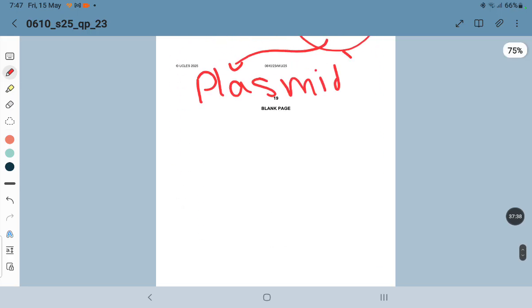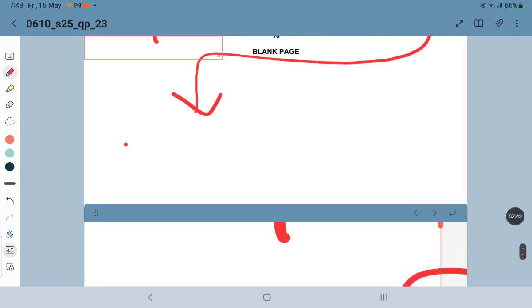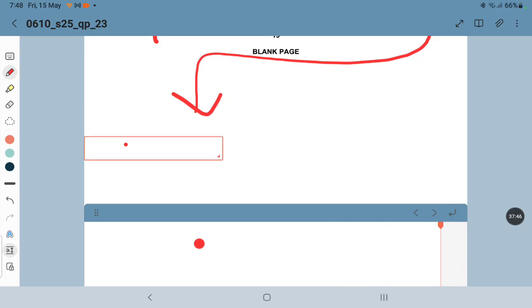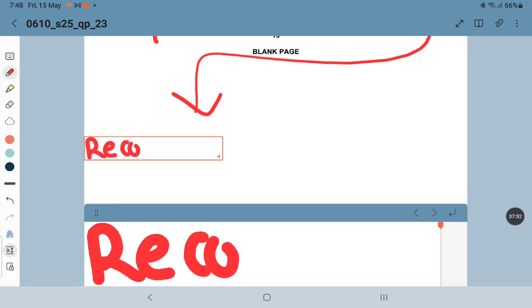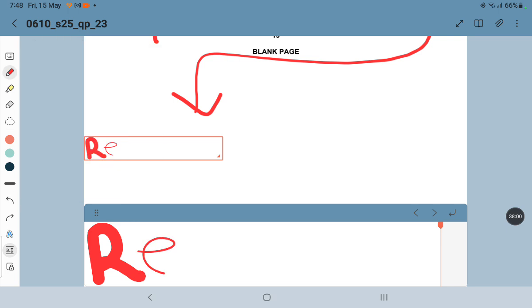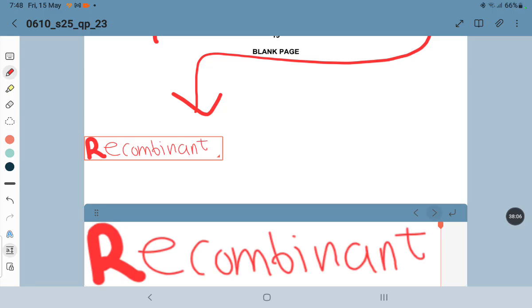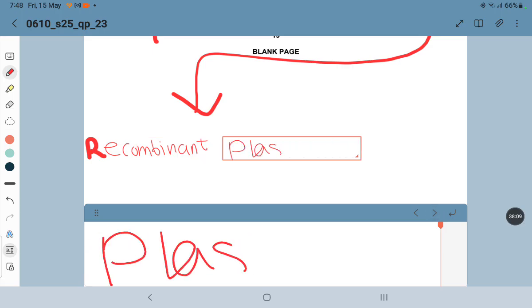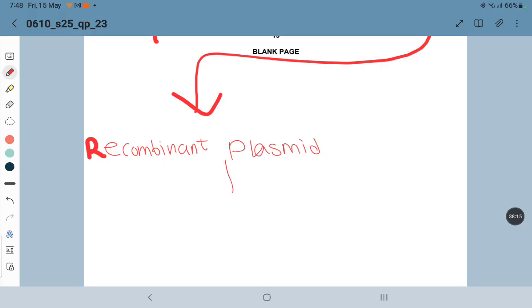So this one is now called a recombinant plasmid. Just let me write it here for you so that you can study it. Recombinant plasmid. So basically that recombinant plasmid will multiply and form clones of cells, and then lastly it will make your insulin gene.